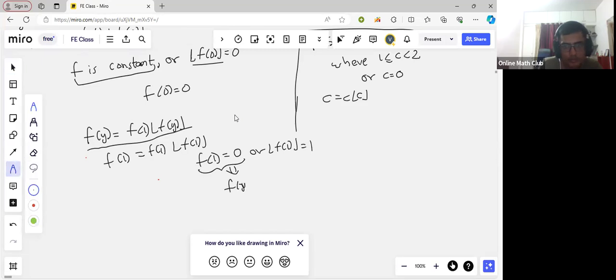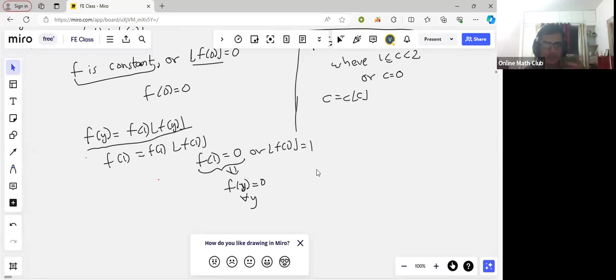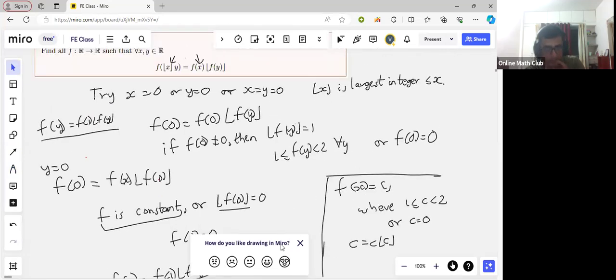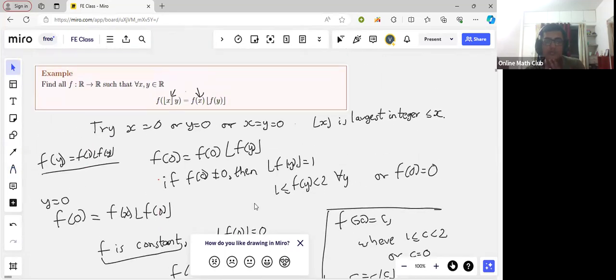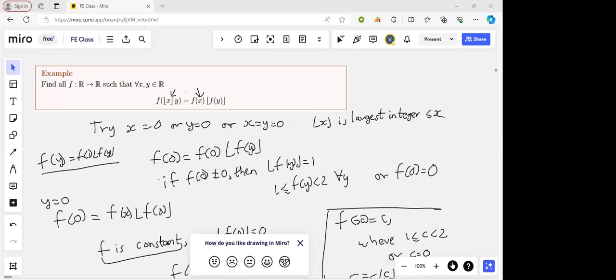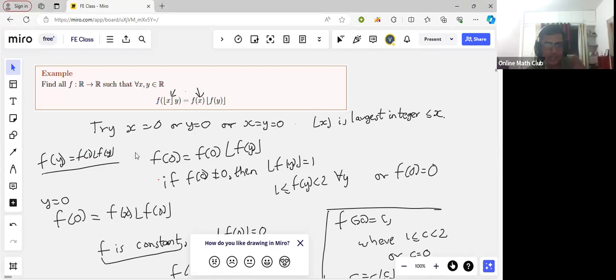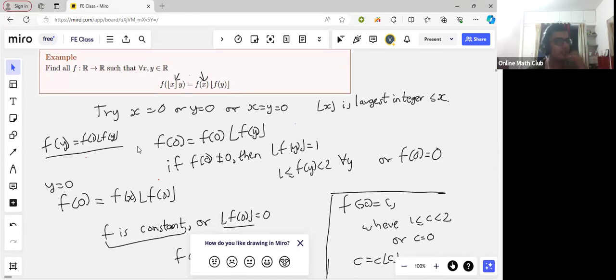f of y is 0. And in the other case, what we're left with is this case, where floor f of 1 is 1. Is it clear so far to everyone what we're doing over here? So the idea essentially is trying to make some stuff equal to 0, which is useful in general, so that we get simpler expressions.